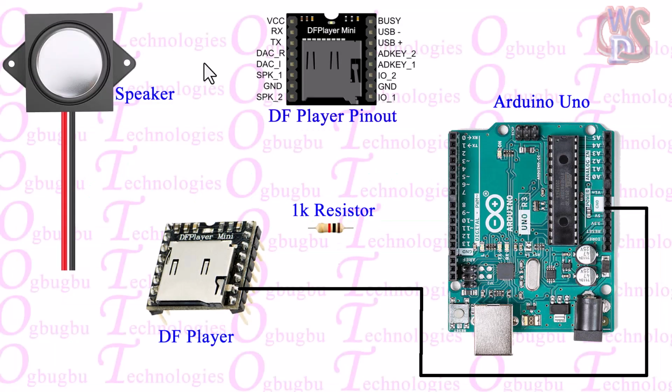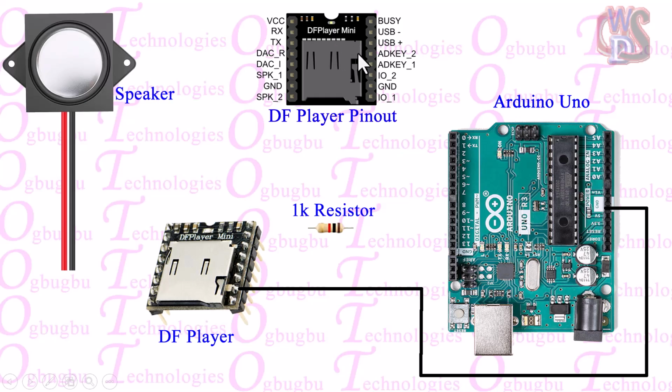So right now, the ground has been connected from the DFPlayer to the ground of the Arduino, as this entire circuit will be taking power from the Arduino Uno. So the ground pin here has been connected to this ground of the Arduino.